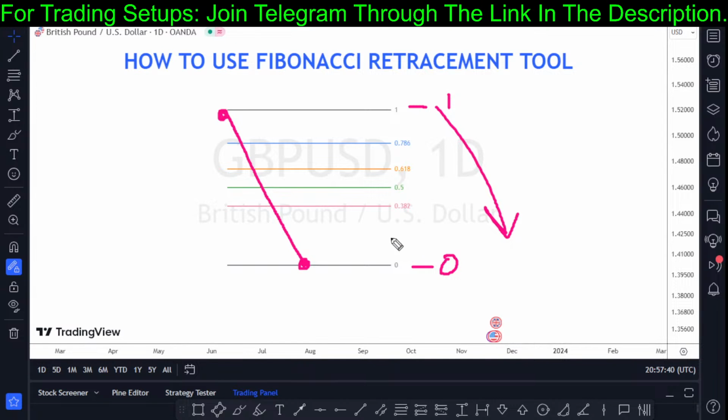Now the next thing you have to start looking out for is how price is going to react to these levels in the market. How is price going to react to the 0.38, 0.5, and the 0.618?